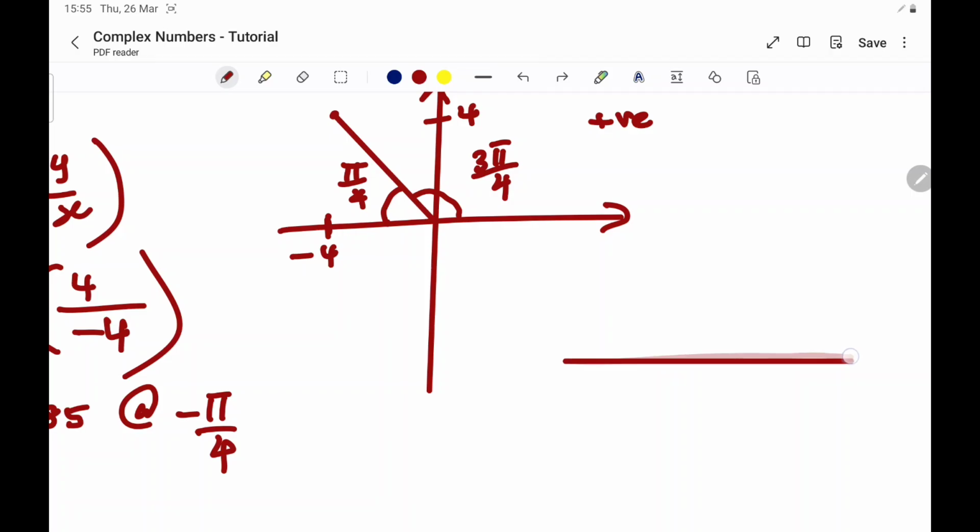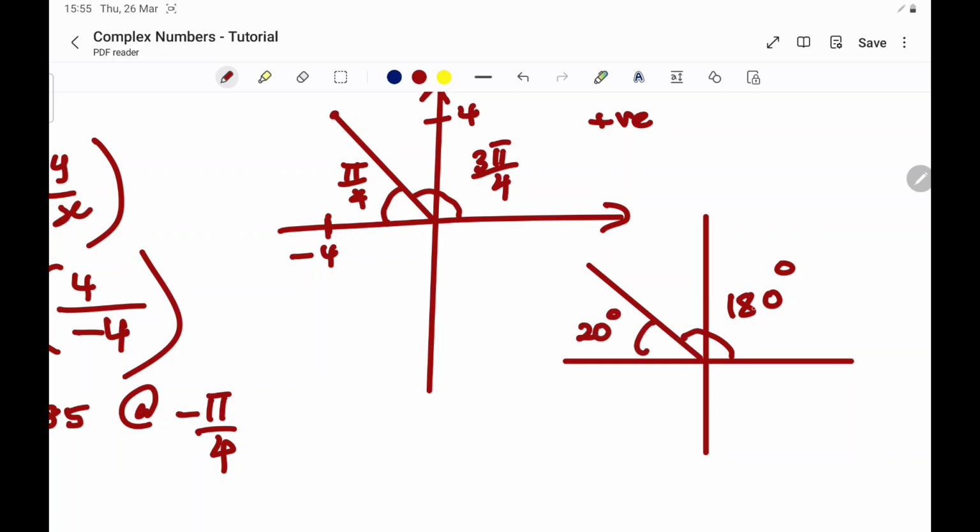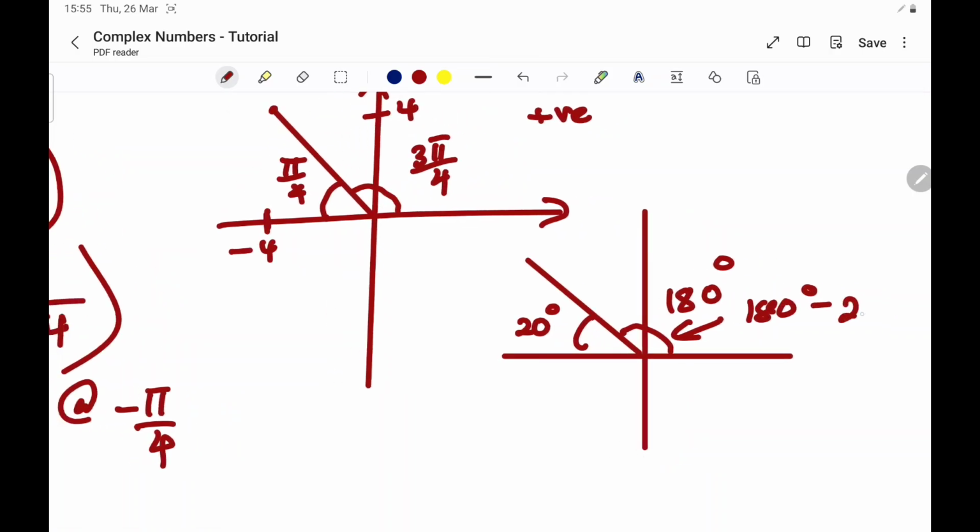Before this, if we have 180, total 180, and we want to know only up until here, and here I have 20 degrees, so to get this side, 180 minus 20, then we're going to get 160.